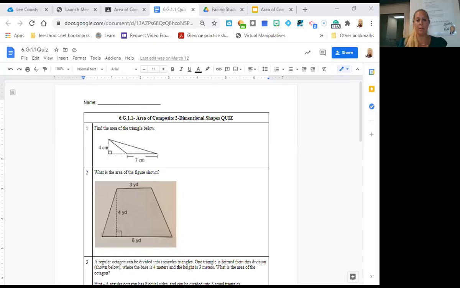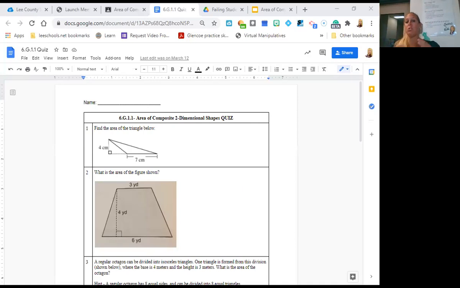Okay, another assignment that really stumped many of us here in class and my Home Connect students was this area of composite two-dimensional shapes. So remember, composite means that they're made up of other shapes. So they're composed, they're put together. So we are going to go step by step in how to solve each one.